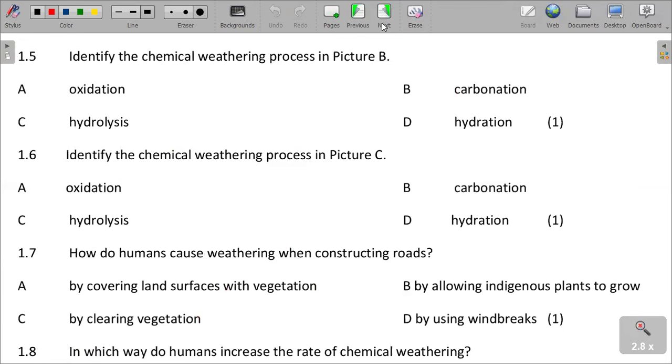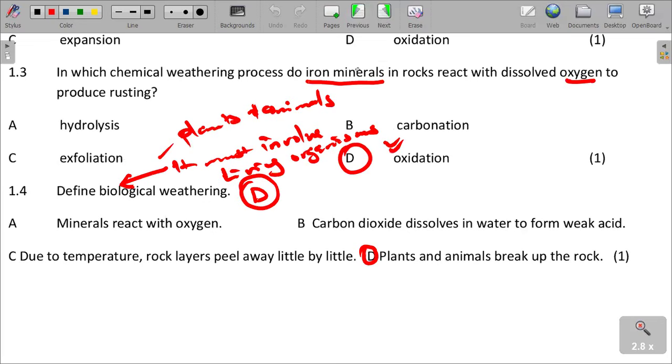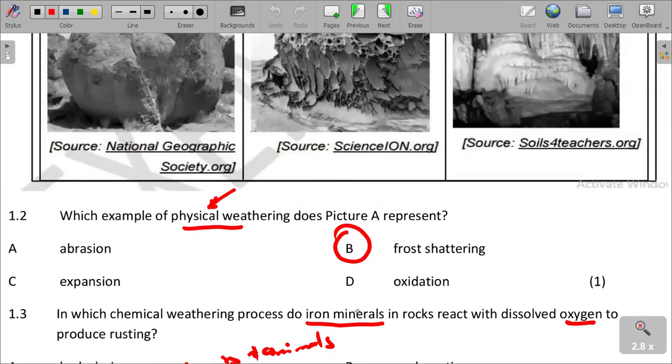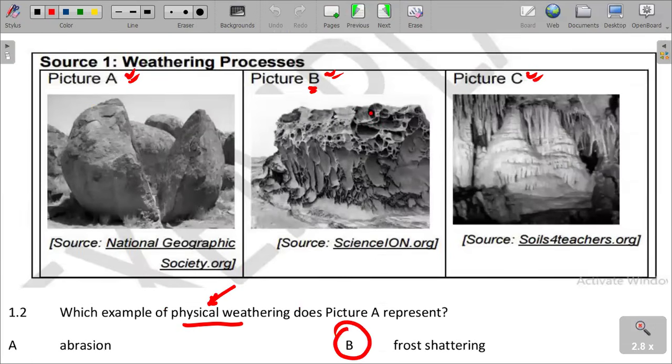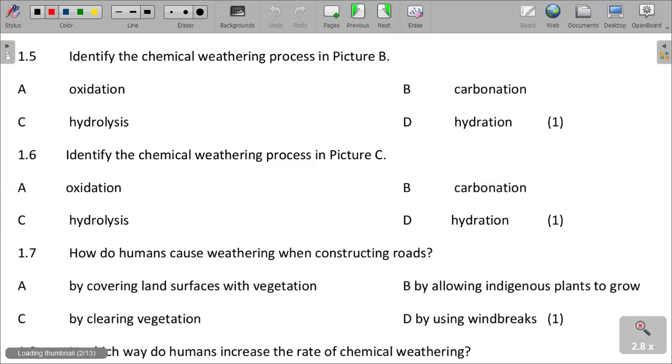And then, identify the chemical weathering process in picture B. We just want to see picture B, the weathering process in picture B. This is picture B that we are referring to. So the question is saying identify the chemical weathering process in picture B. Number 5. It is picture B.